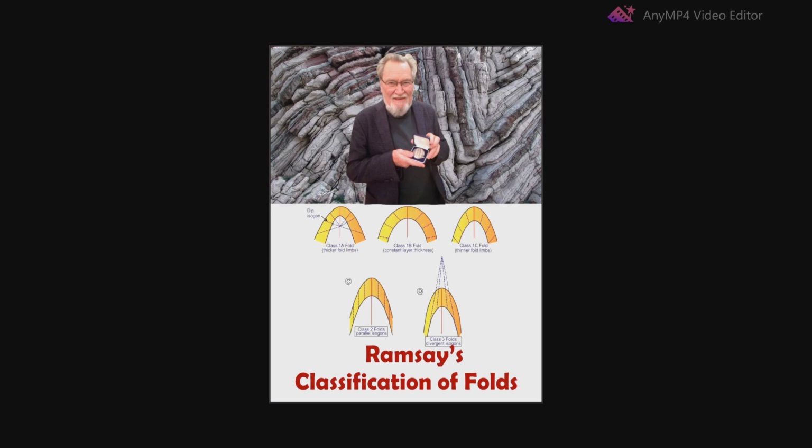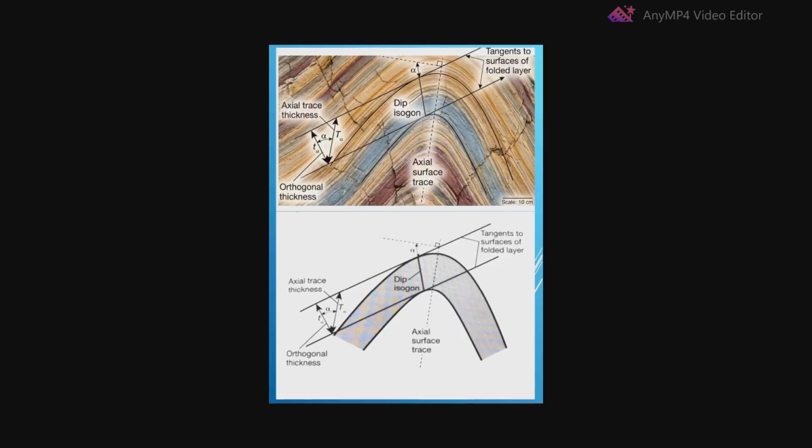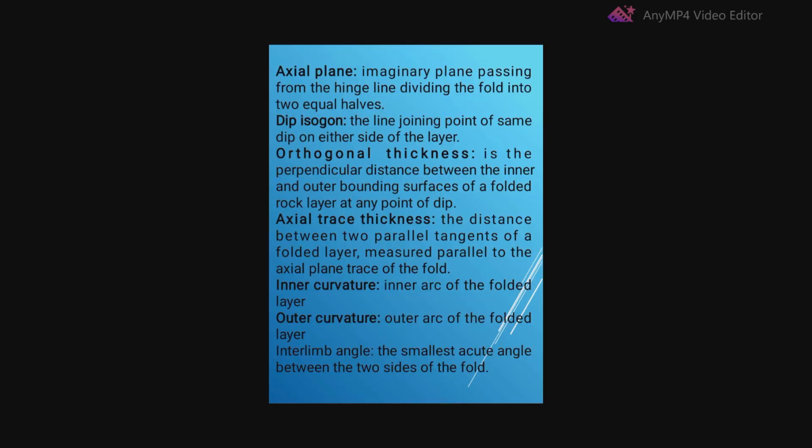Hello friends, there is an important classification of folds known as Ramsay's classification of folds, and this is provided by a British geologist known as John G. Ramsay. And there are some important terms. These are axial plane. Axial plane is the imaginary plane passing through the hinge line, dividing the fold into two equal halves. Dip isogon, the line joining the same point of dip on either side of the layer.